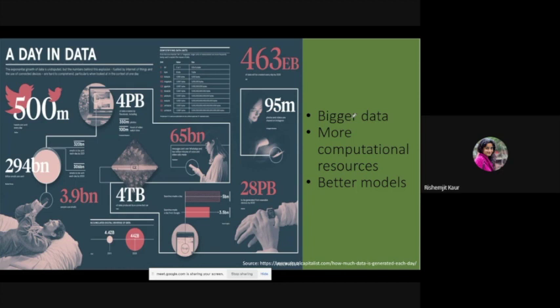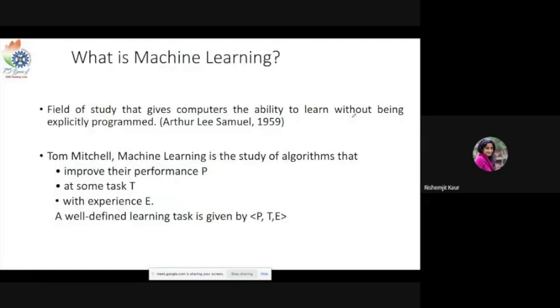The third reason is better models. Like we were talking about deep neural nets, they have also improved over the period of time. These three reasons have contributed a lot to the explosion in the growth of AI and machine learning. So, for this lecture, we will focus on a very specific part of what machine learning is and how we can develop our own algorithms.